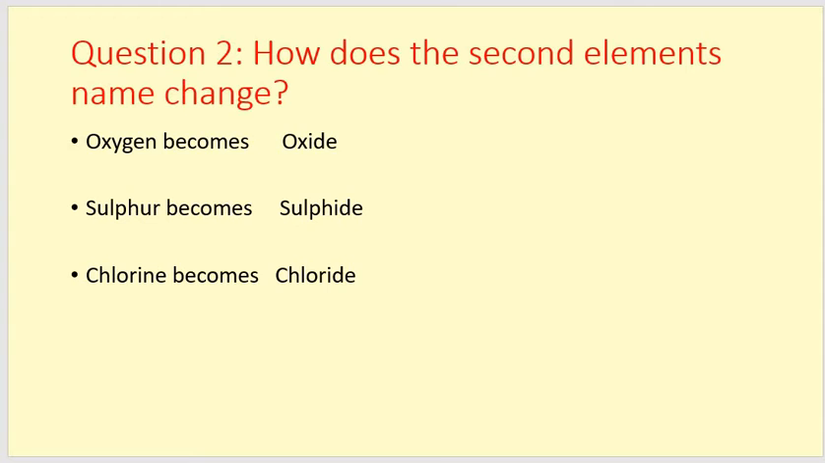Second question, how does the second element's name change? Oxygen becomes oxide, sulfur becomes sulfide, chlorine becomes chloride. So if you have a look, the endings change. They all become ide, ide, ide, ide. That tells you that something has changed in a reaction. You will know sodium chloride already, which is table salt. So you've got a spelling pattern there. You might want to write those down as well. If you do, remember you can pause.